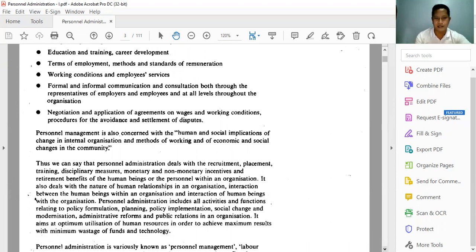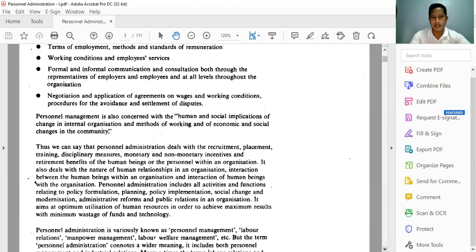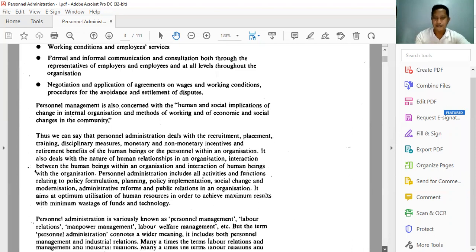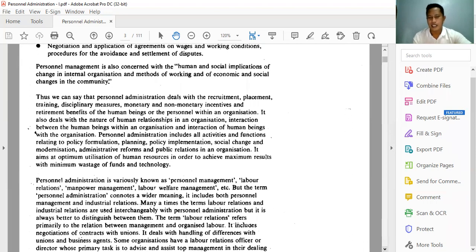So thus we can say that personnel administration deals with the recruitment, placement, training, disciplinary measures, monetary and non-monetary incentives, and employment benefits of the human beings or the personnel within an organization. It also deals with the nature of human relationship in an organization, interaction between human beings within an organization, and interaction of human beings relating to policy formulation, planning, policy implementation, social change, and aims at optimum utilization of human resources in order to achieve maximum results with minimum wastage of funds and technology.